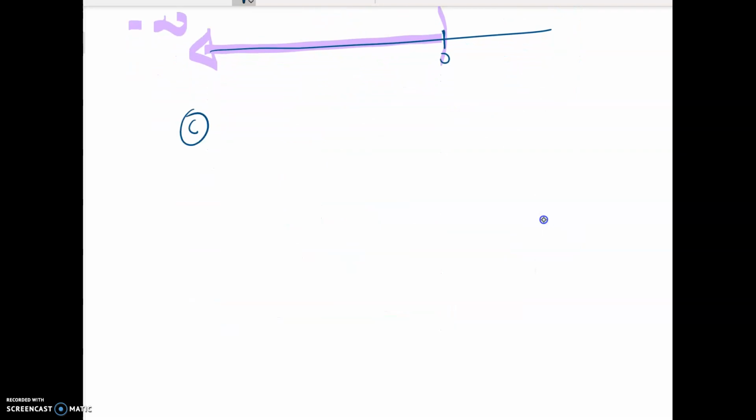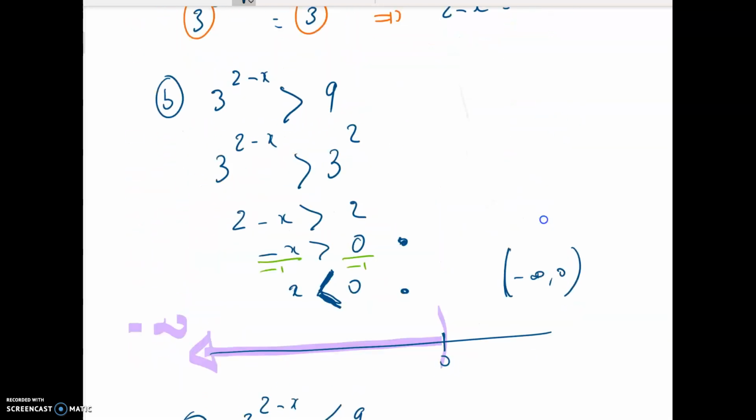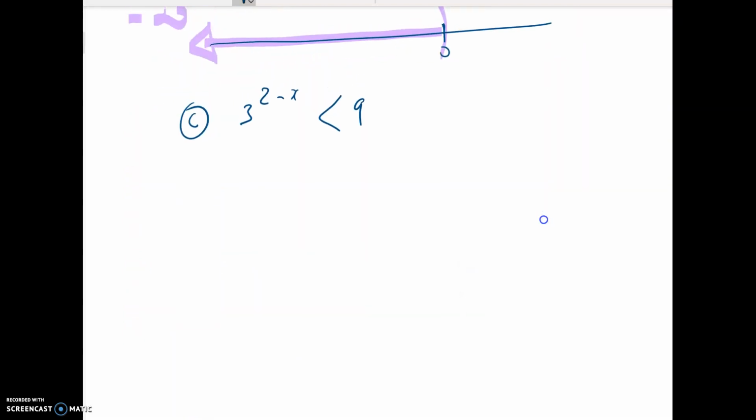Finally, for the C being 58, 3 to the 2 minus x less than 9, when before it was greater. So 3 to the 2 minus x less than 3 square, so 2 minus x is less than 2, so I end up with negative x less than 0, and so x will be, flipping the symbol because we divided by negative 1 to get rid of the negative in front of your x, greater than 0.